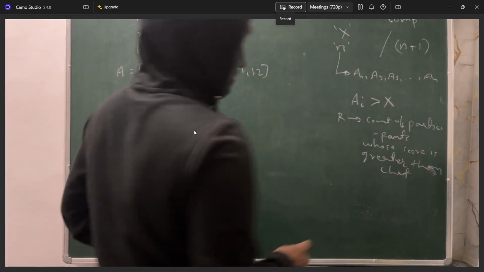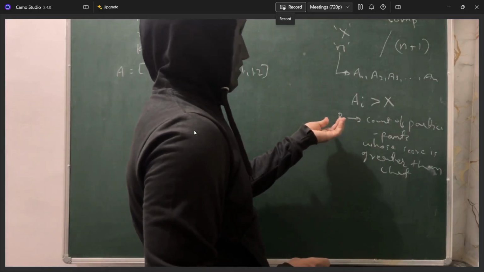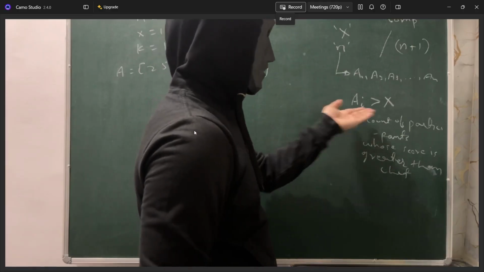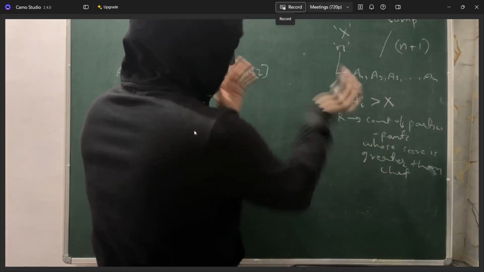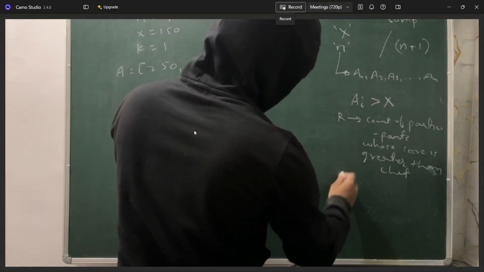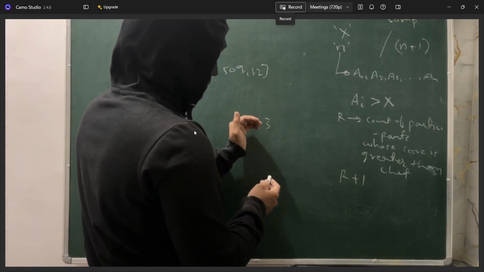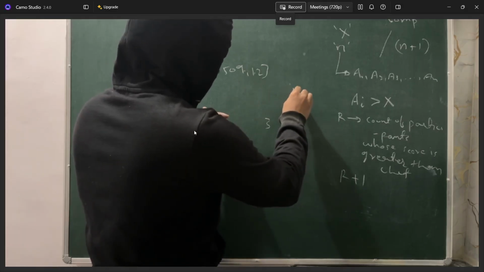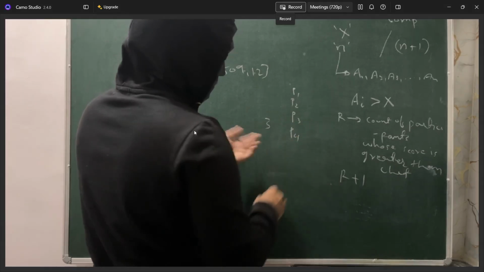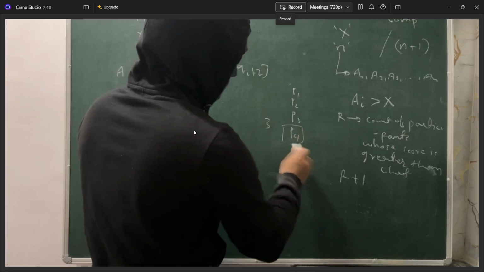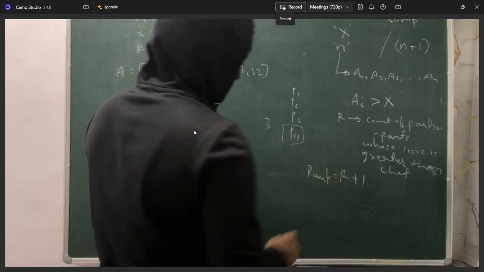So obviously, if there are r participants whose score is strictly greater than chef's score, there are r people who have more score. So obviously the chef's rank will be r plus 1. Let's say there are 3 people scoring more than chef: people 1, people 2, people 3. So your chef will be at 4th position, right? So his rank is basically 4. That's why r plus 1 is the rank.